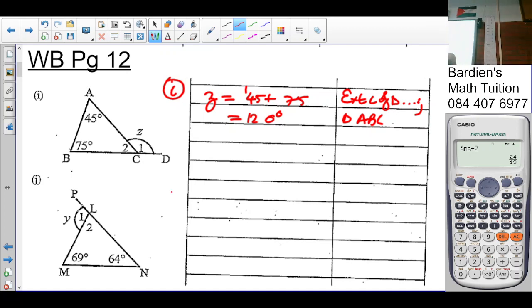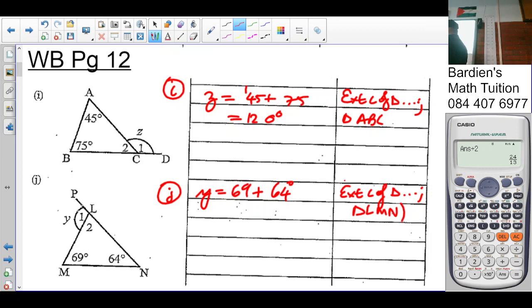Look at the next one. What can we do here? Y is equal to 69 plus 64. Why? Exterior angle of triangle. It is triangle LM. You got Y is equal to 69 plus 64, which is 130. Okay. Any confusion thus far?